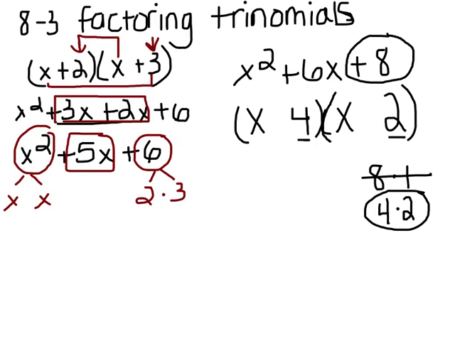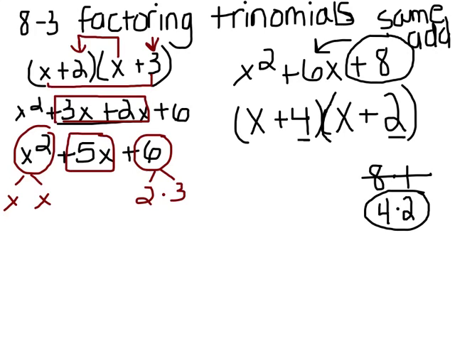In order for these factors to multiply to 8 but to add up to 6, they had to have the same sign. So this plus sign with the 8 tells us that we had same signs and that we had to add to get to our middle term of 6x. The positive 6x tells us that both of our signs in the middle had to be positive.